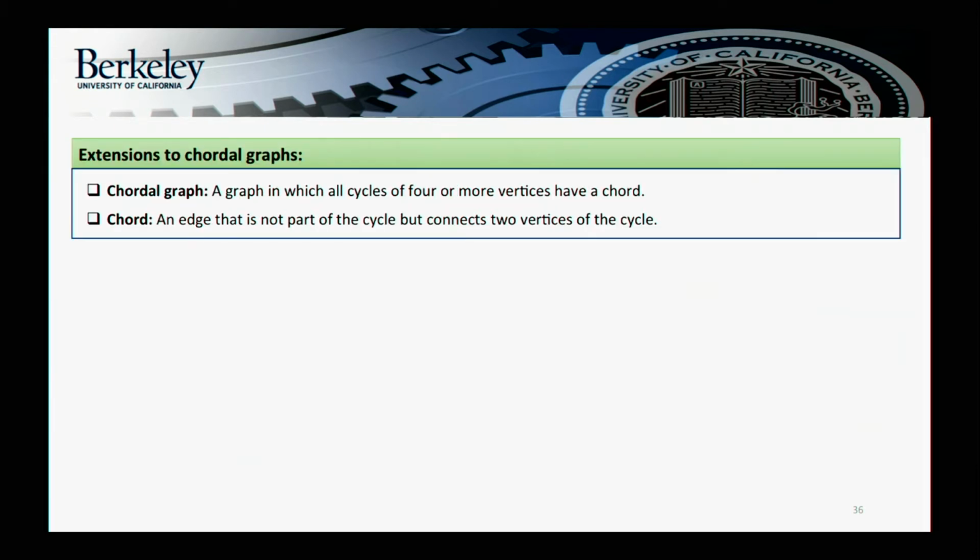Okay, now let's extend these results to chordal graphs. So far we talked about acyclic graphs and when these solutions are exact. So when we talk about chordal graphs: a chordal graph is a graph in which all cycles of 4 or more vertices have a chord. So that's the definition of a chordal graph. And a chord is an edge that is not part of the cycle, but connects two vertices of the cycle.